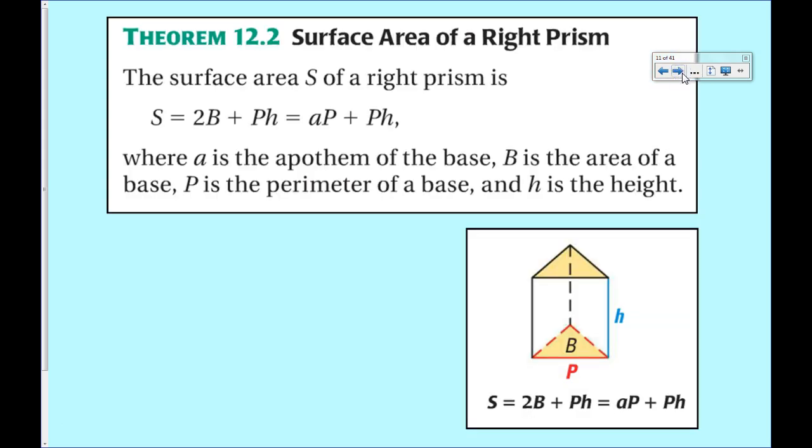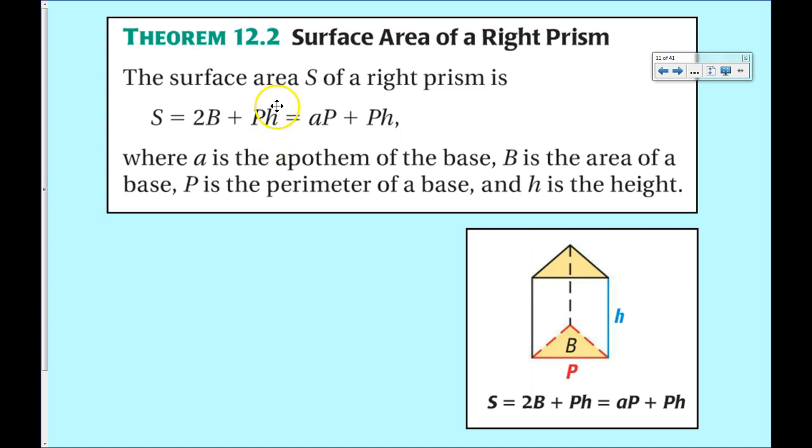Which brings us to our formula, or our theorem for the day, which includes a formula, and it has two versions of it. One that's very general. It says the surface area of a right prism, so it does have to be a right prism, is 2 times the area of the base plus the perimeter times the height of the prism.